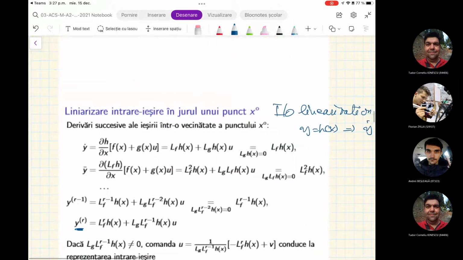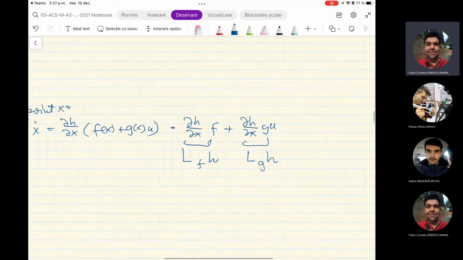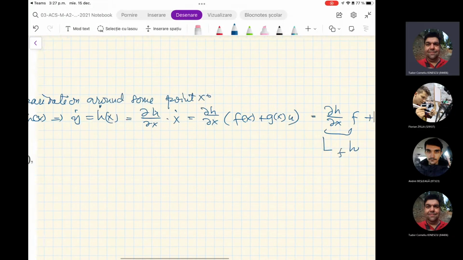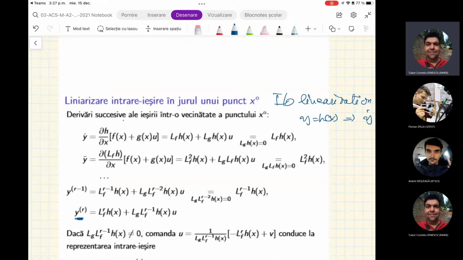Why is it 0? L_g h, the derivative of h along g. This is assumed; he forgot to mention it. Assume L_g h(x) is 0. This is a crucial assumption. If this is 0, then you're left with L_f h(x).